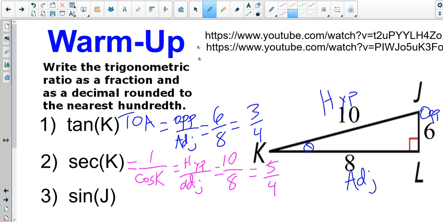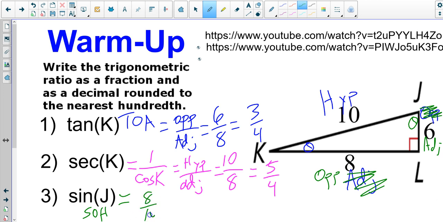And then our last one talks about the sine of angle J. You notice that now we are changing our angle. So our theta is now at angle J. So that makes the 8 the opposite and the 6 the adjacent. Notice that the hypotenuse is still 10. So when it asks for the sine, sine is SOH for SOHCAHTOA. So that is opposite over hypotenuse, so that is 8 over 10, which simplifies to be 4/5.